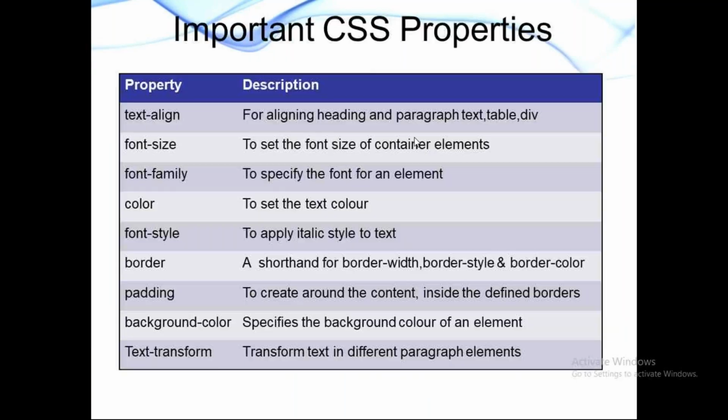So apart from the text properties, you have color and then border, padding, and text transform to convert the text to uppercase. For example, when I typed a paragraph in lowercase and I want it to be displayed in uppercase, I can use the text transform property, text transform uppercase. So automatically the lowercase will be converted to uppercase.